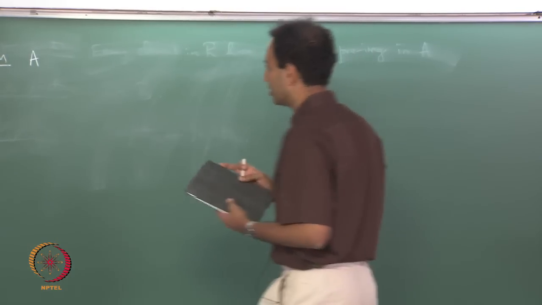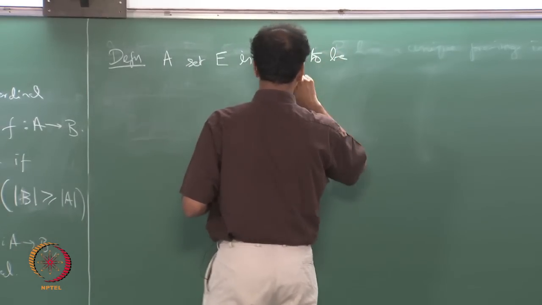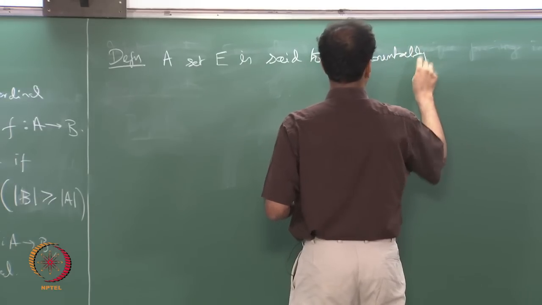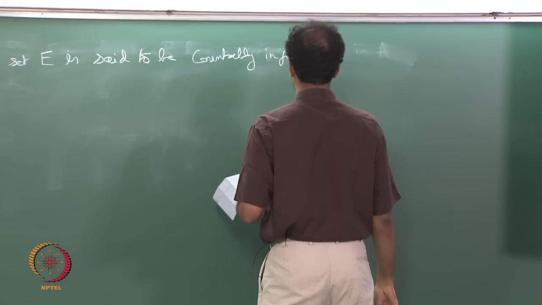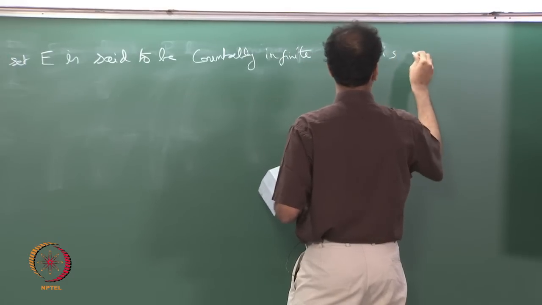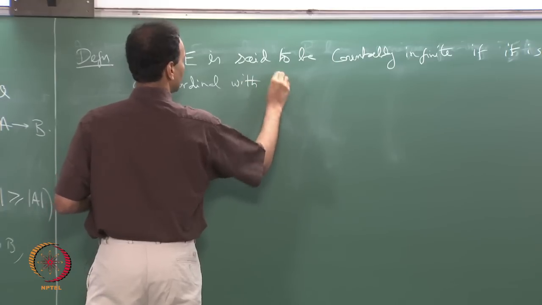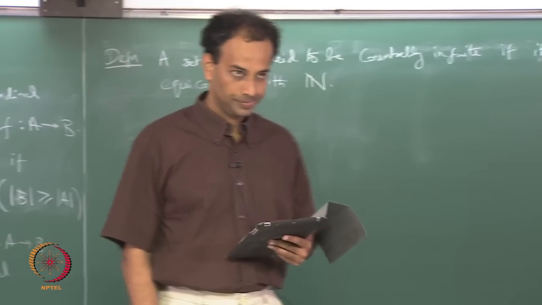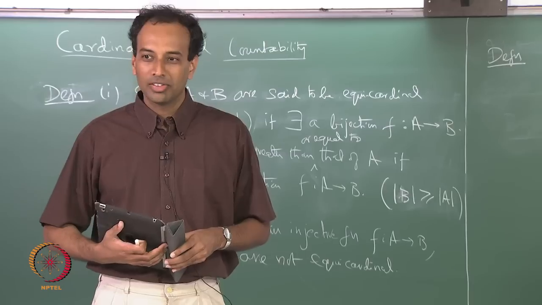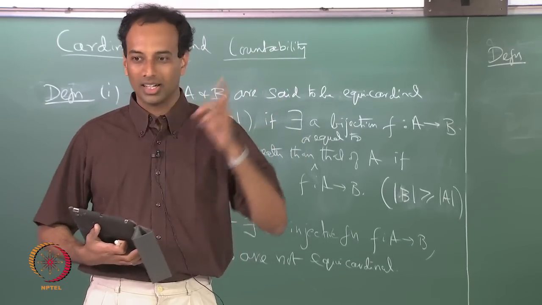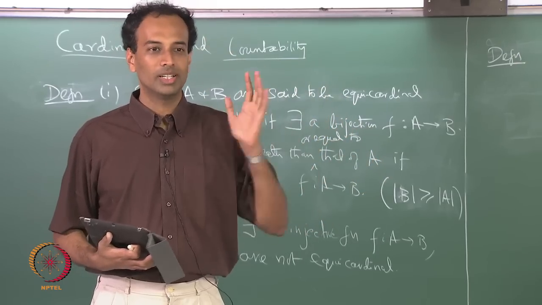Okay. So, definition of countability: a set E is said to be countably infinite if it is equicardinal with N, the set of natural numbers. So, as I just said, there are bigger infinities and smaller infinities. So, if your set is as big as the set of natural numbers, meaning that there exists a bijection between the set you are considering, E, and the natural numbers, then the set E is said to be countably infinite. Okay?